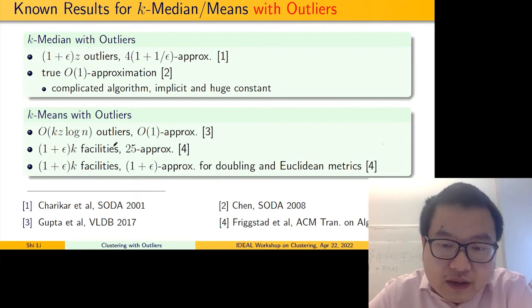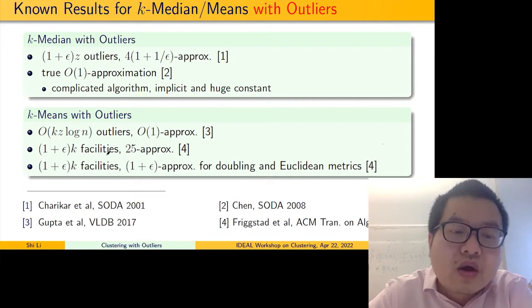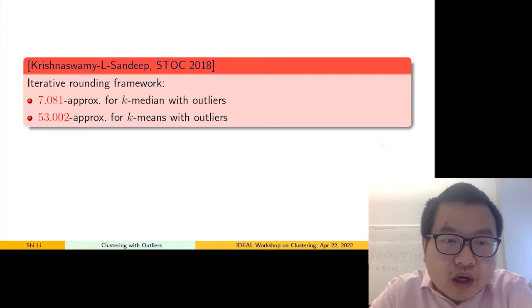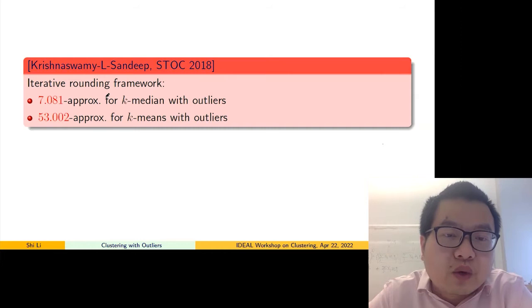And then Friggstad showed that you can achieve a constant approximation for the problem with 1 plus epsilon K facilities. And in the doubling or Euclidean metric space, the approximation ratio can be made 1 plus epsilon. Okay, in this talk, we are going to give our iterative rounding framework for the K-median and the K-means with outliers problem. And this is joint work with Krishnaswamy and Sandeep.